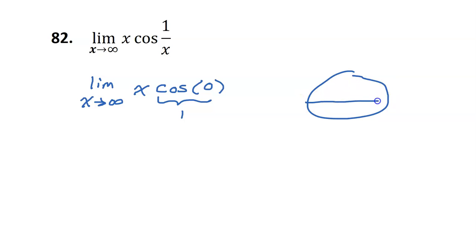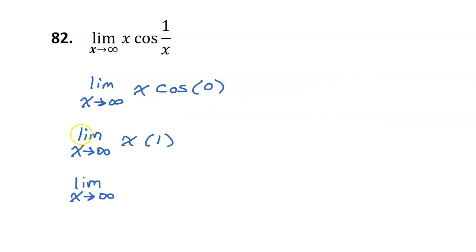Here's the unit circle. Here's 0. This is 1 comma 0. The cosine is the x value. Cosine of 0 is 1. That means the limit is equivalent to the limit as x approaches infinity of x times 1, which is just x. So of course, as x approaches infinity, well, x approaches infinity. So this limit does not exist. We could say that the limit approaches infinity, but I prefer to say DNE.